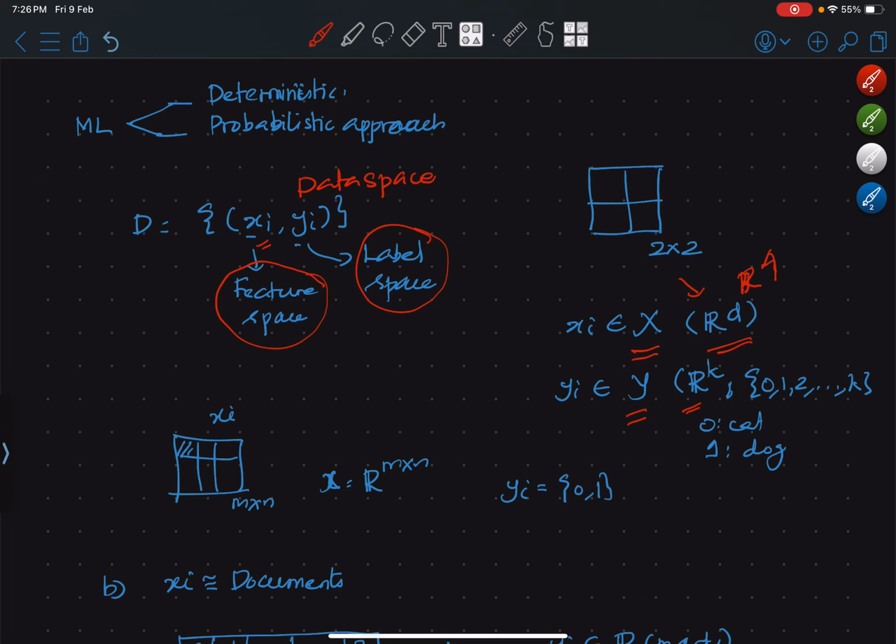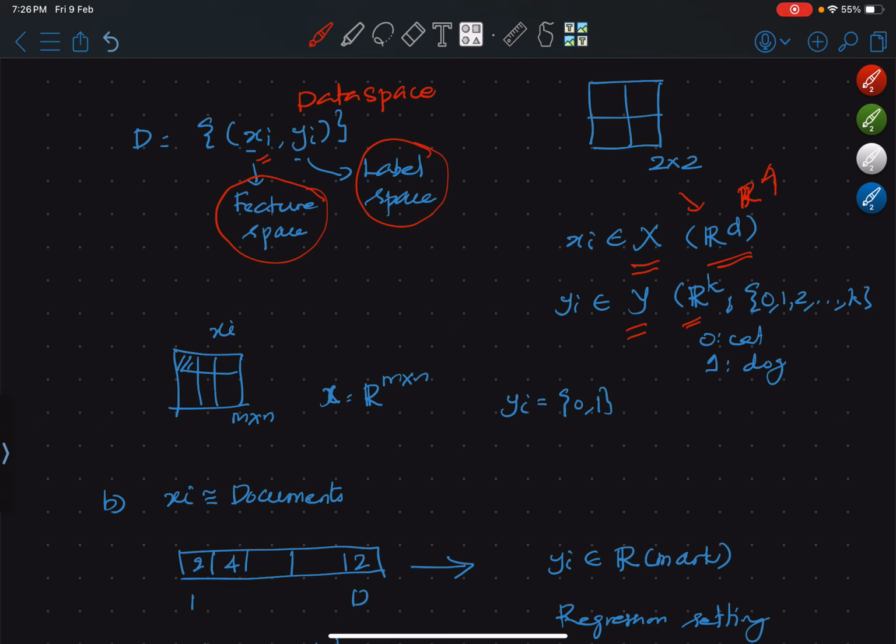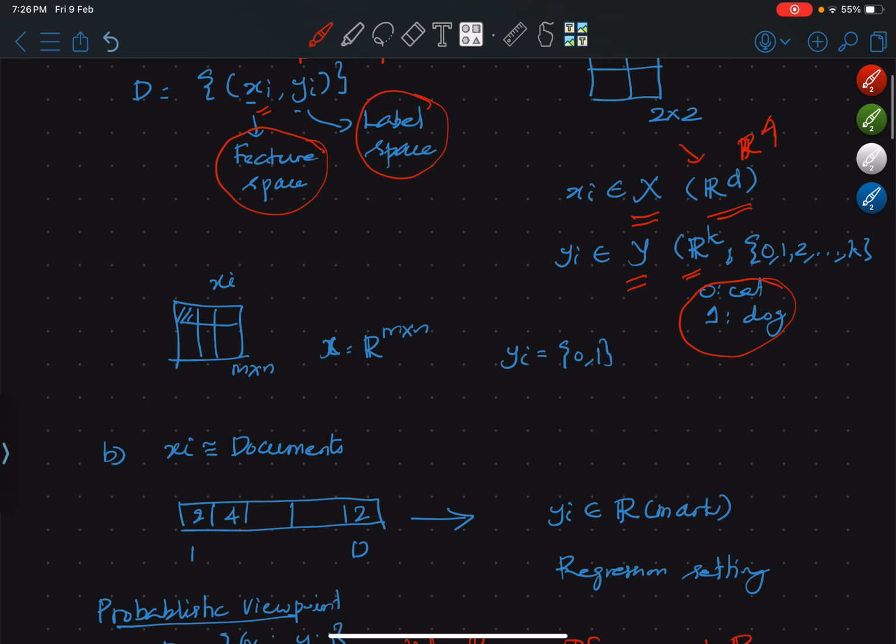It can be continuous or discrete, and the feature space can also be continuous or discrete. Both are possibilities. An example of a label space is a cat and a dog, which is a binary label. It's of course one-dimensional, and it's just a set of two discrete values.